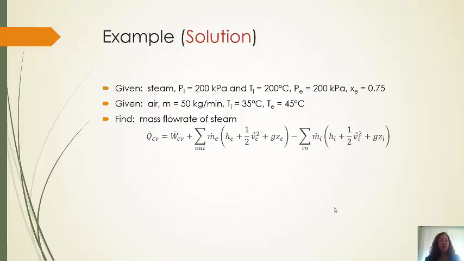For air, I have a flow rate, 50 kilograms per minute, and I have an inlet temperature and an exit temperature. I do not have pressures, qualities, anything like that. So this one, I only have one item defined, and so in order to analyze this, I'm going to need to make an assumption. I'm going to assume that this is an ideal gas.